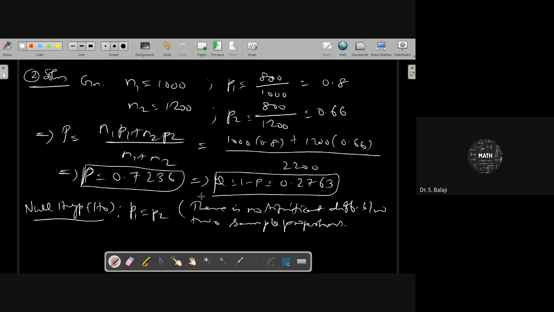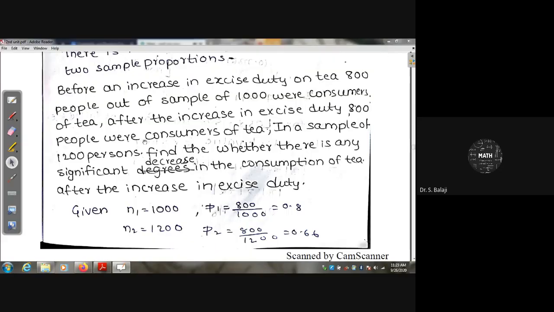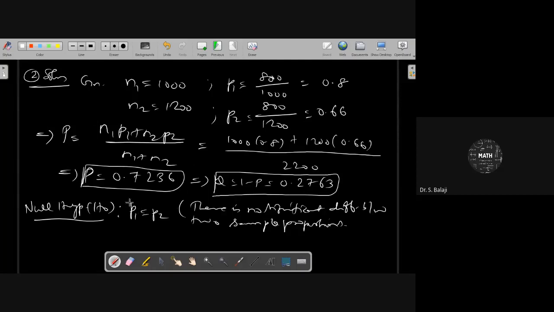What is the question? You also have to consider the question. What type of question are they asking here? Find whether there is any significant decrease in the consumption of tea after the increase in excise duty. P1 is the ratio of consumers of tea before the increase in excise duty, and P2 is after the increase in excise duty. But the null hypothesis says that before or after the increase they are the same. Therefore, there is no significant difference between the two sample proportions.